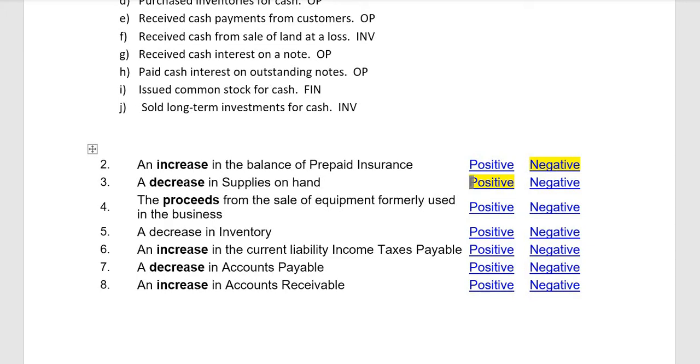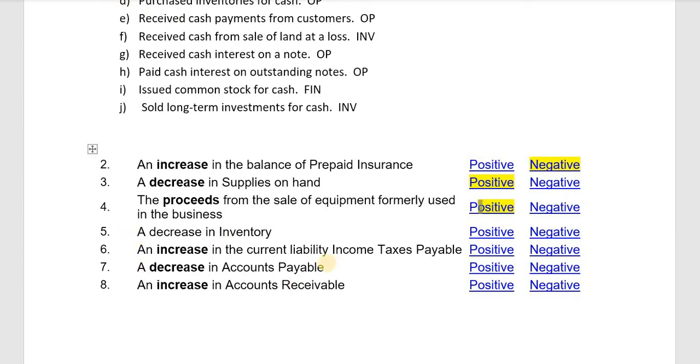Number 4, the proceeds from the sale of equipment formerly used in the business. So I bought a piece of equipment. It was an investing activity. I'm now selling that piece of equipment. It's still an investing activity, and the proceeds I get for it will be a positive for my cash.